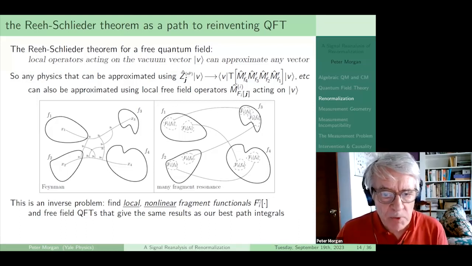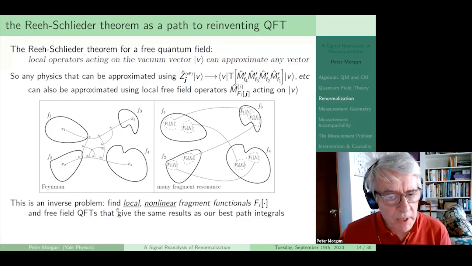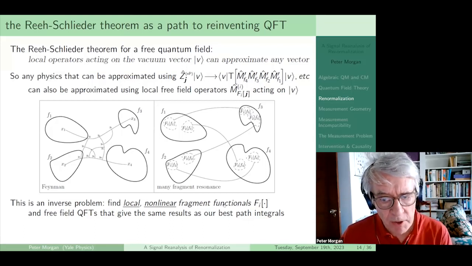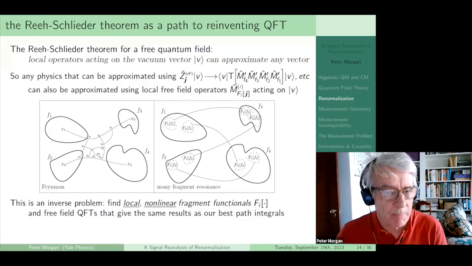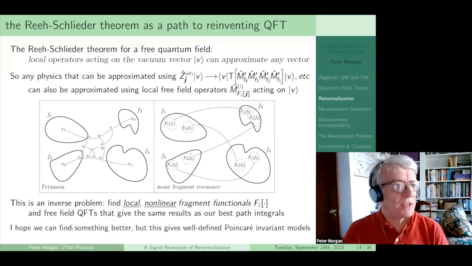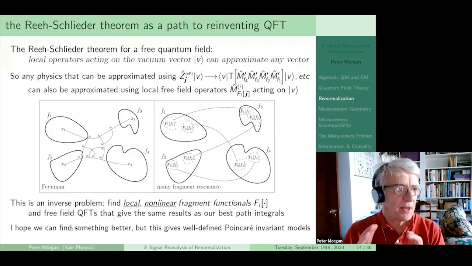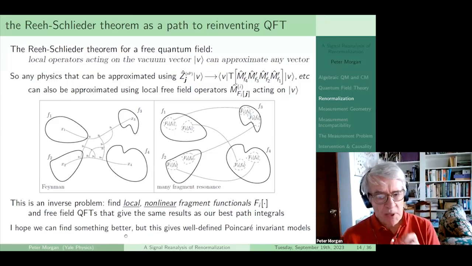construction. Construct that with what I'm calling a many-fragment resonance, in which everything is a 2-point resonance, but now between nonlinear constructions. So this is an inverse problem. We're looking for local nonlinear fragment functionals that give us the same results with the right free fields as we get from our best path integrals, as I put it here. Now, I hope we can find something better than this construction, because this is quite not mathematically sophisticated, it seems to me. But nonetheless, we can construct well-defined Poincare invariant models of this.